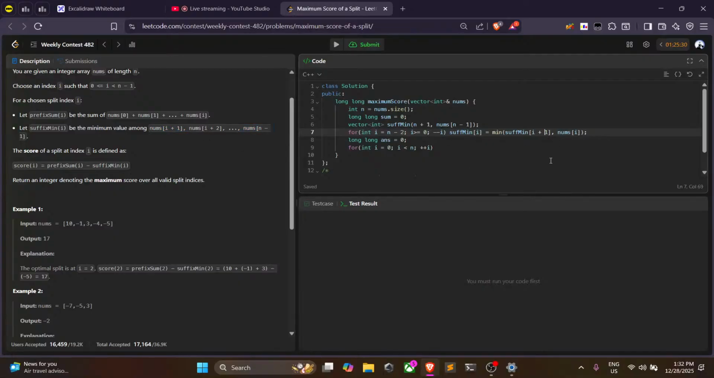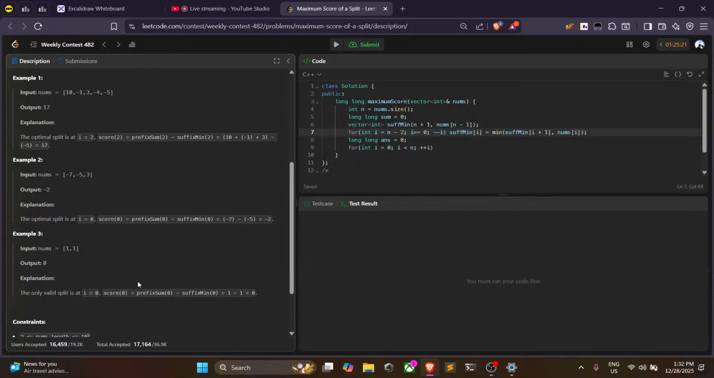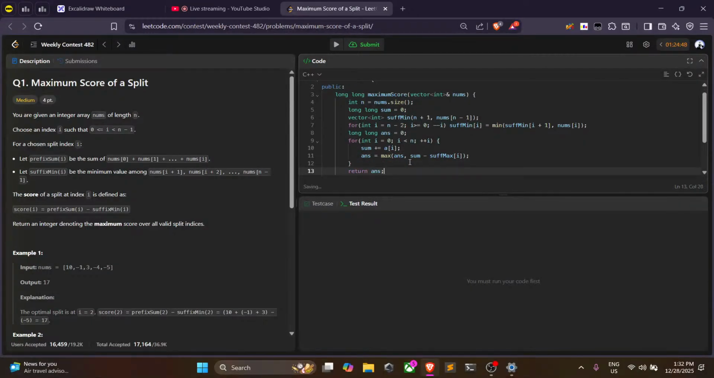Suffix min from i plus 1 till n minus 1. So if it's n minus 1, then the split is just this. Let's just see. So my sum will be just adding this, and we need the max, right? Yeah. Max of ans, this: sum minus whatever the suffix min of this i tells us, and finally we will return the answer.